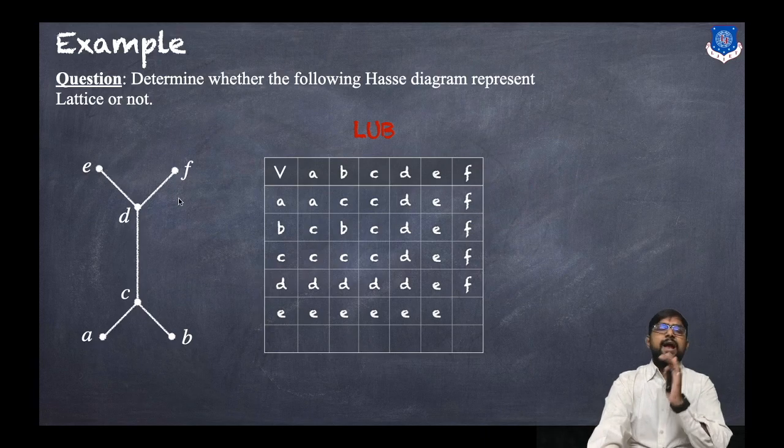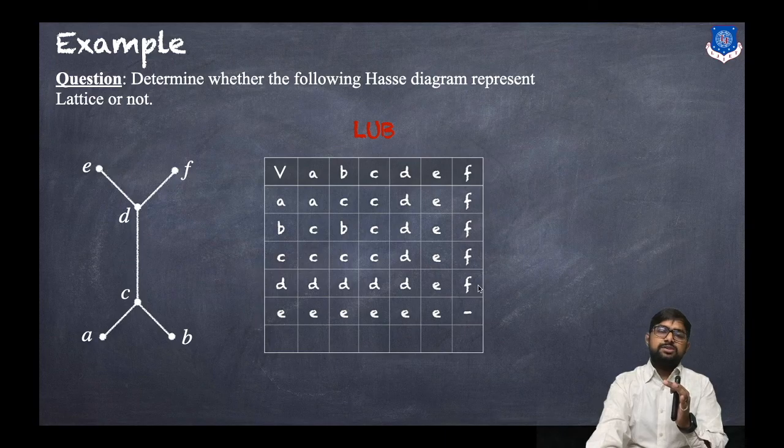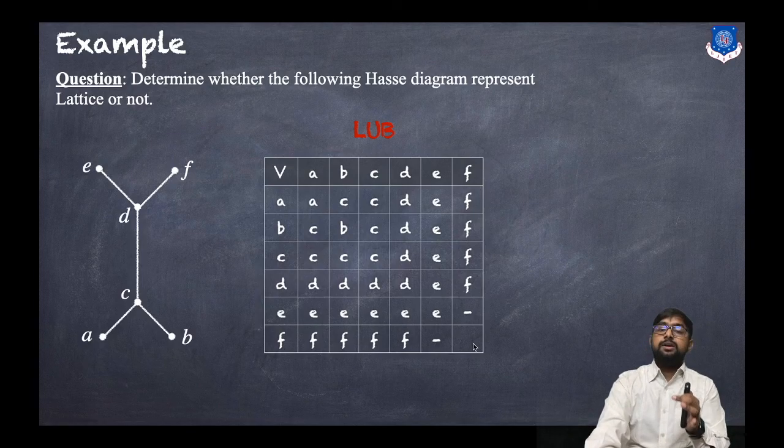Now see, E and F. For E and F, as you can see, there is no upper bound, so there won't be any least upper bound. So we will just put a dash over here. Now for F, with A, B, C and D, all will be F. F and E will be a dash, and last, F and F will be F. As you can see, in the LUB table there is one pair in which they don't have a LUB.